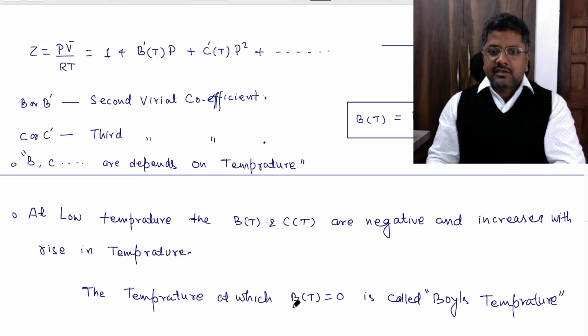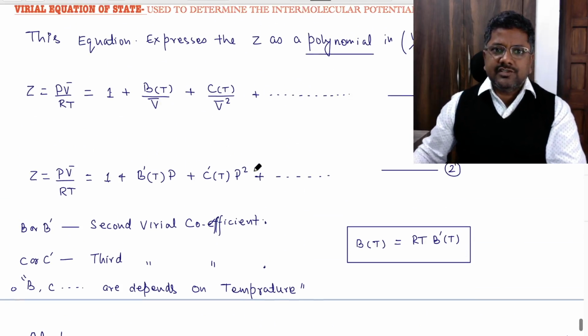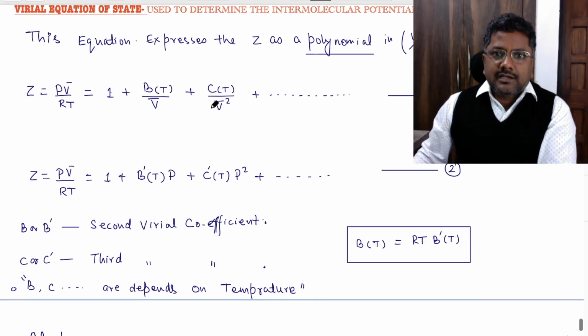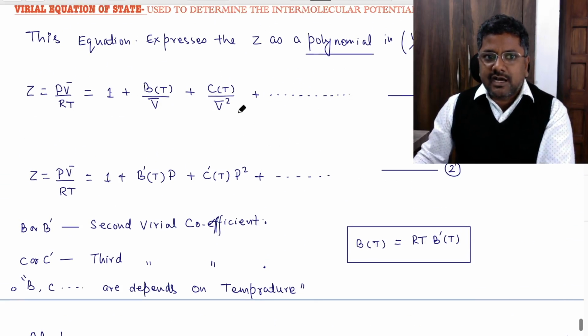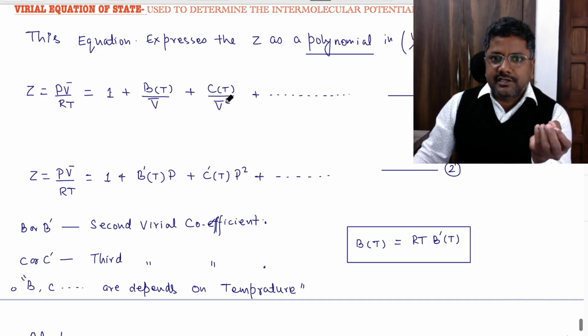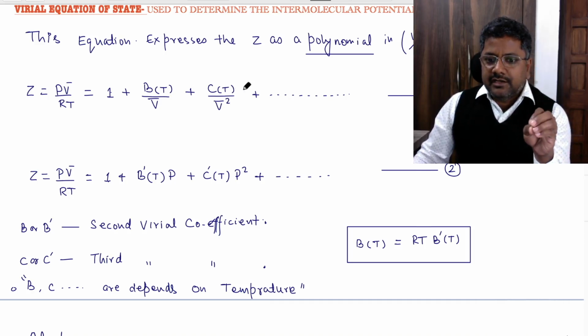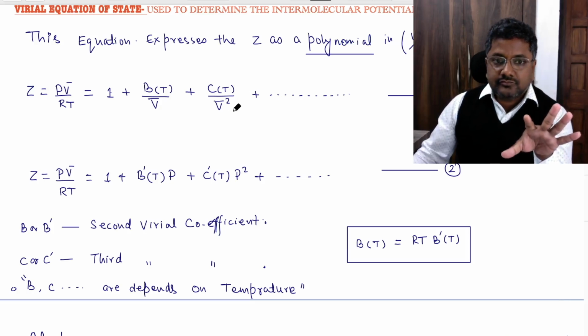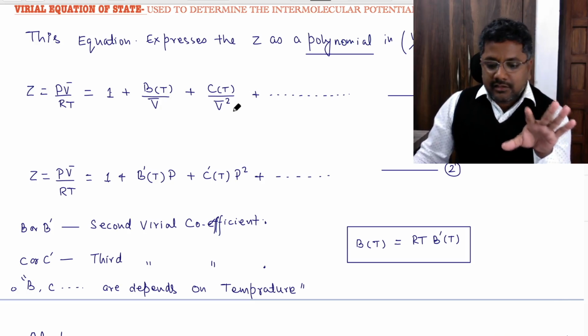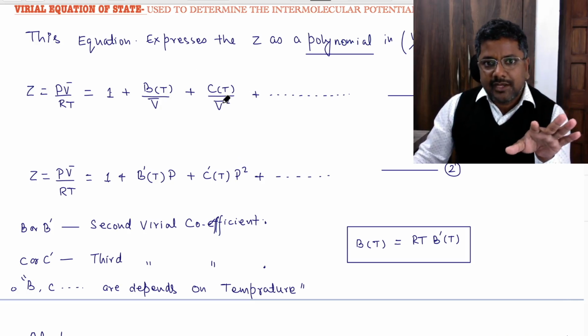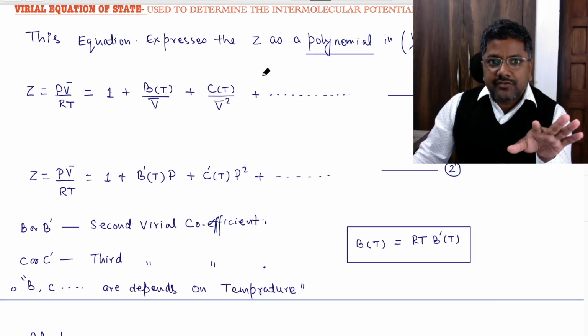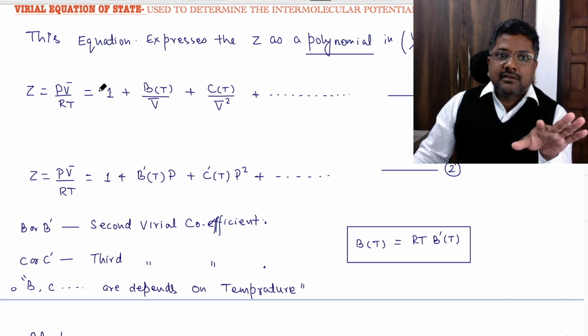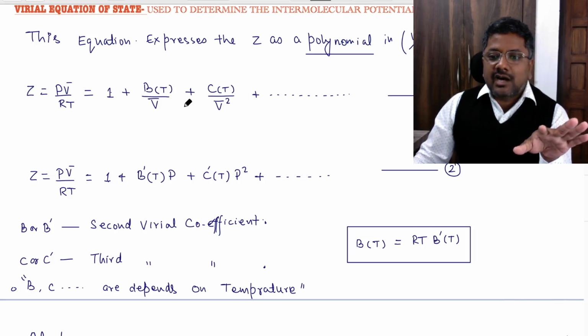And you know, when B is 0 in this equation, and these higher terms are negligible, because you see here this is V square, V cube, and so on, these terms are very small in magnitude. So what will happen? These terms are insignificant and this becomes 0. So in this situation, the behavior of the gas is ideal.